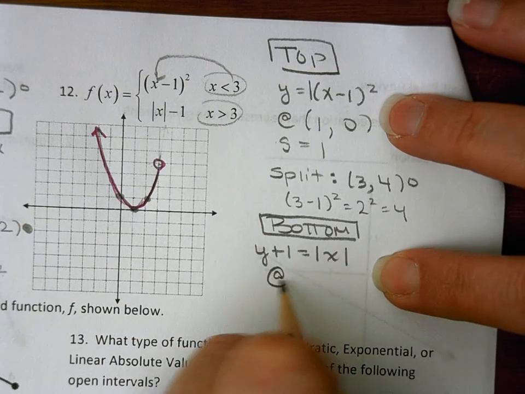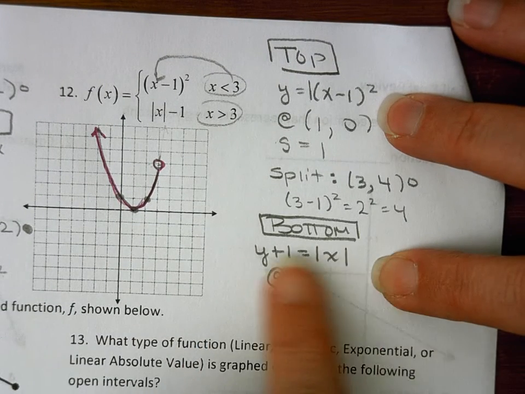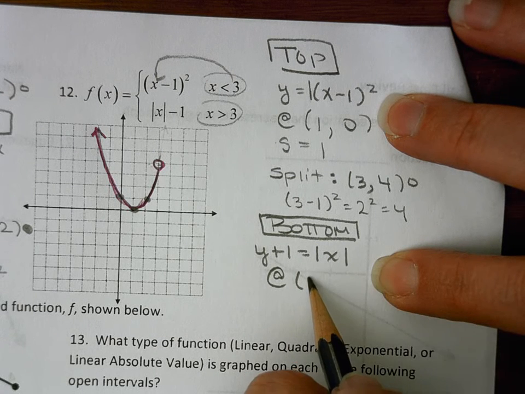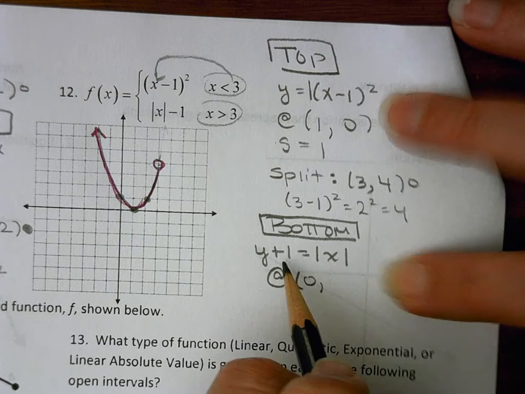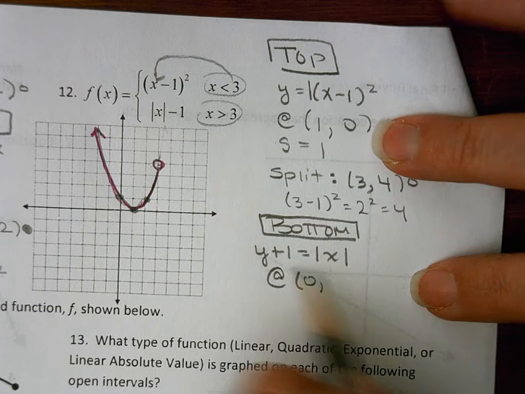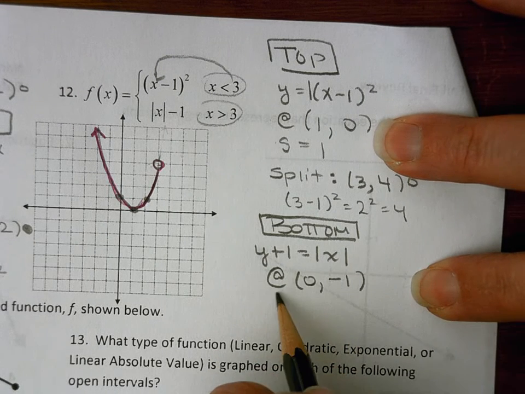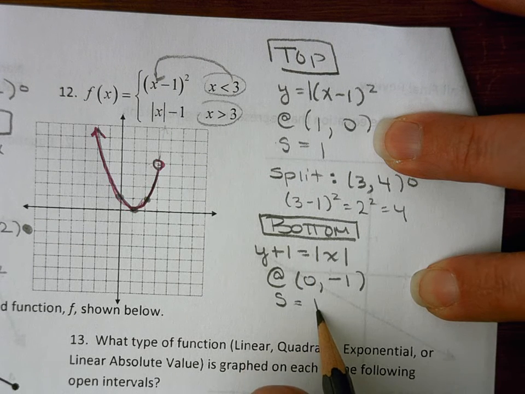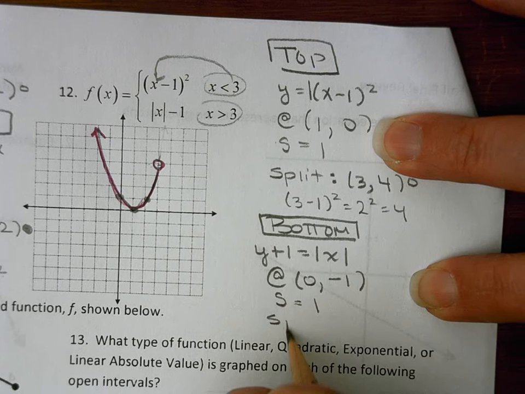So then my start point, I want to do alphabetical order, x before y. So here I'm not adding anything to the x value, so I can always use 0. And then I'm adding 1 to the y, but I want to do opposite, so that would be negative 1. And then my stretch is the number in front of x, so there's an implied 1 here, so my stretch would be 1. And then I want to find my split point as well.